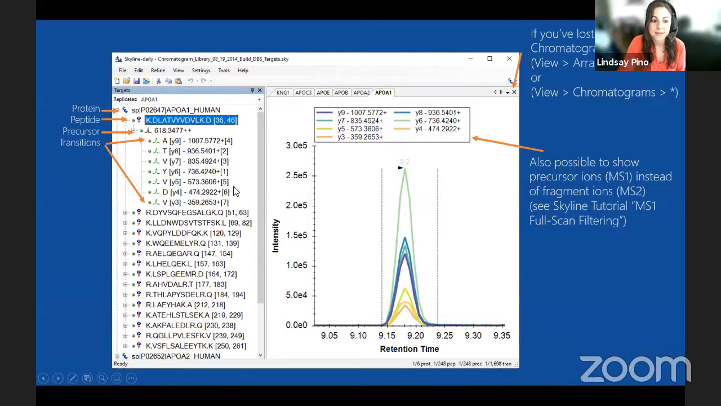The brackets in the child ion tree are showing the rank of the different transitions. So Y6 here is this kind of light green. It is rank 1, most intense fragment ion, and Y3, this kind of orange guy, is rank 7, the last rank.